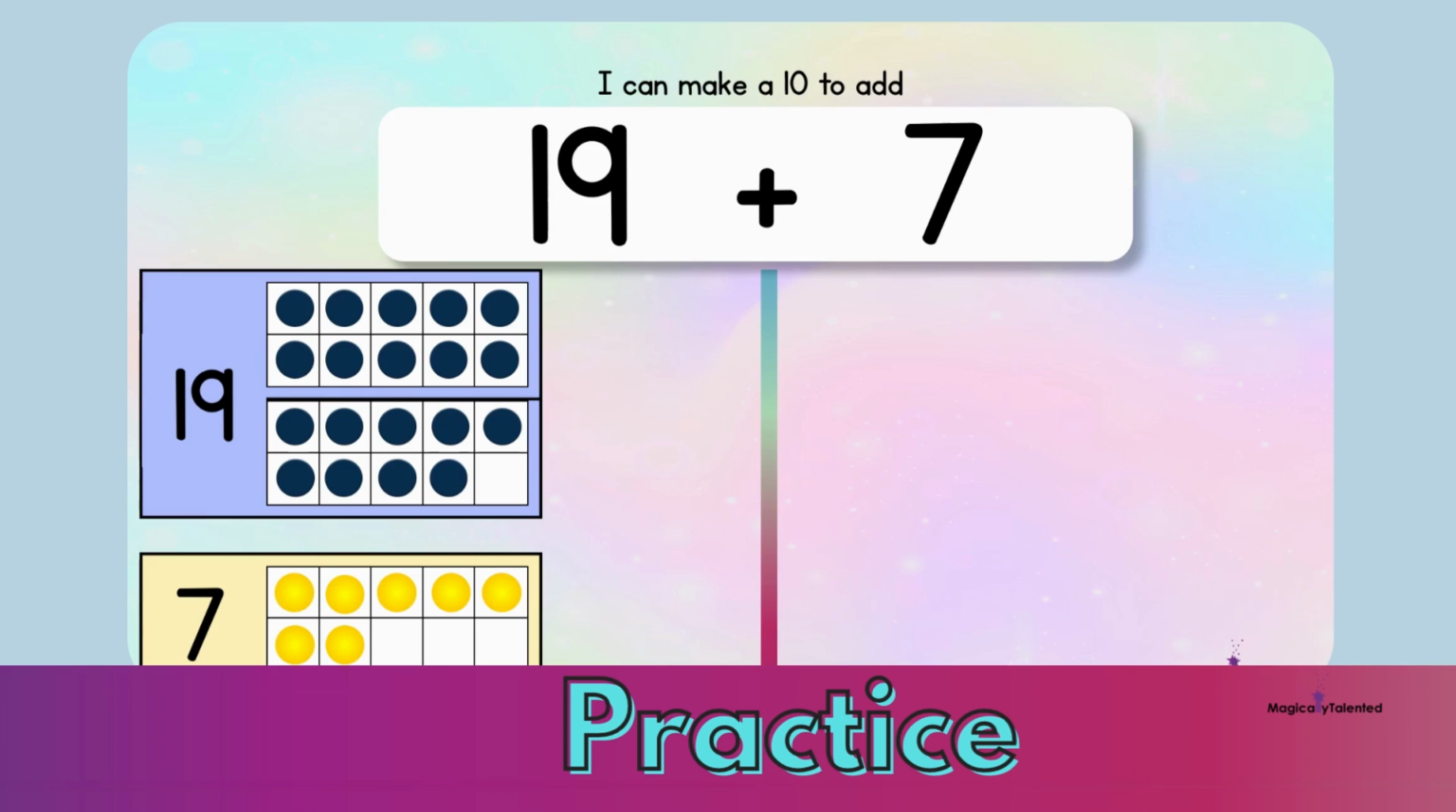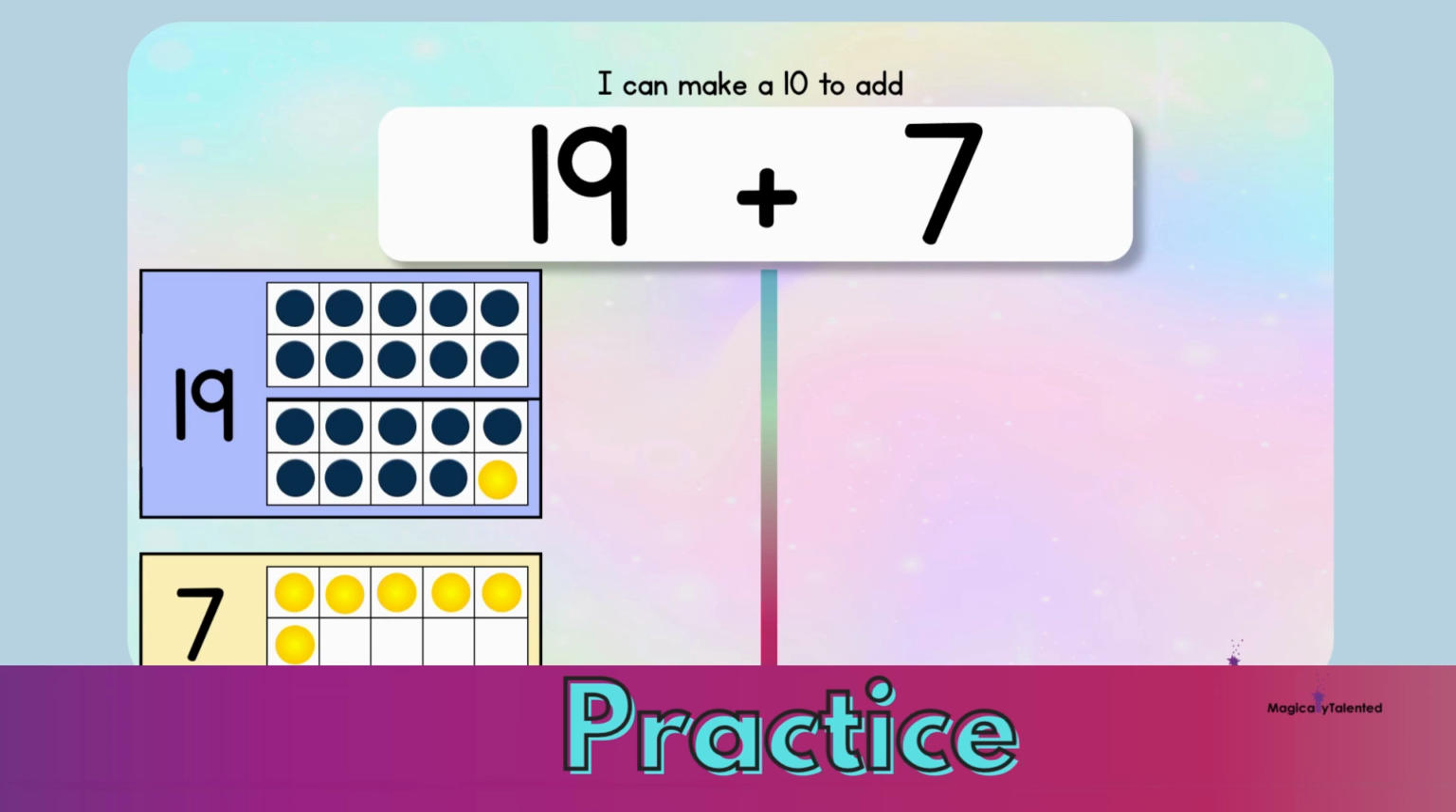19 plus 7. You already know what we're doing first. Let your eyes look at those tens frames. We have a double tens frame for 19, and we have a tens frame of 7. We can see instantly that 19 needs 1 more to make it to the next 10, which is 20, and we know exactly where we're getting one more from. We're going to get it from the 7. So now we have 20 and 6 more.